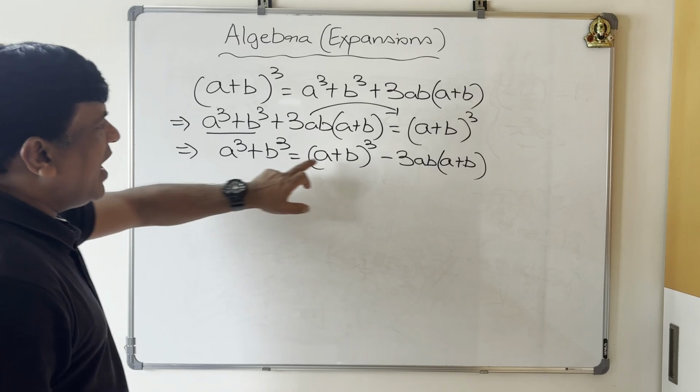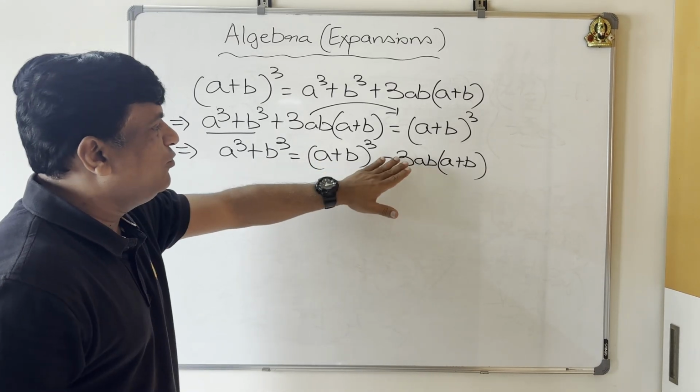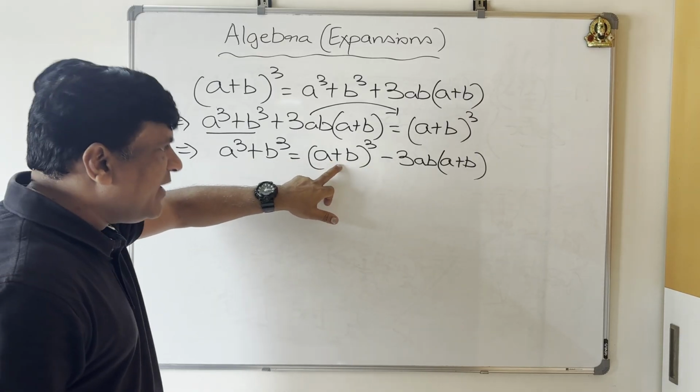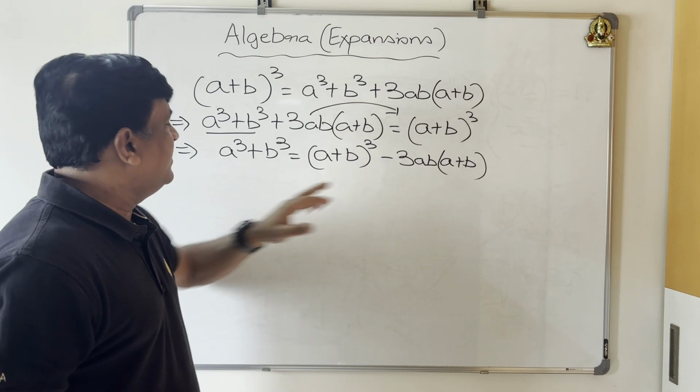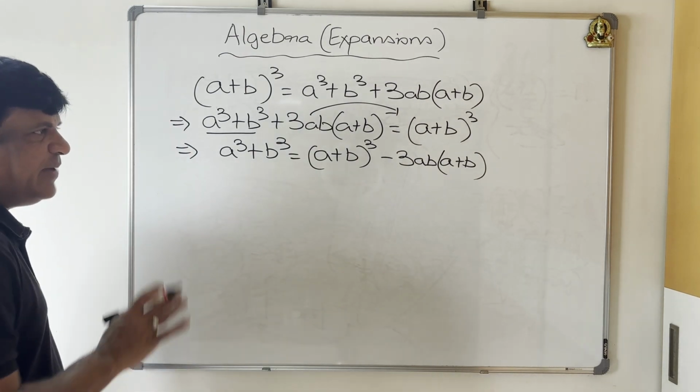So you have one formula in this particular format. You should be able to use this format whenever they give you the value of a + b and ab. Then you'll be able to find the value of this. It's possible by doing that.